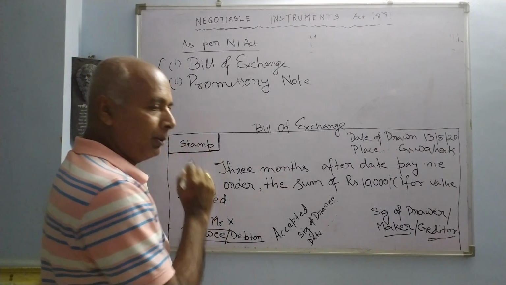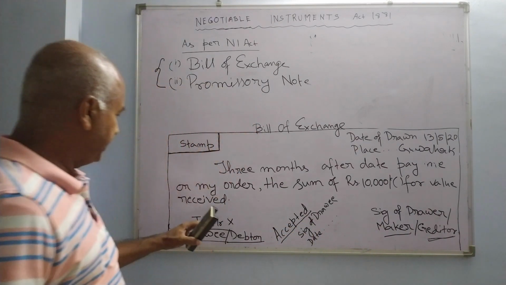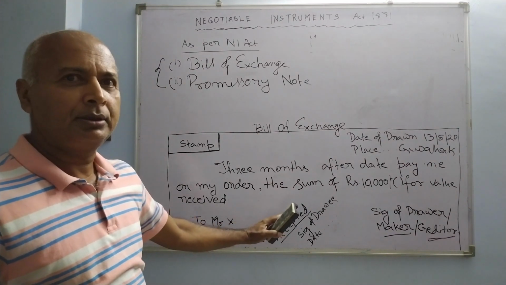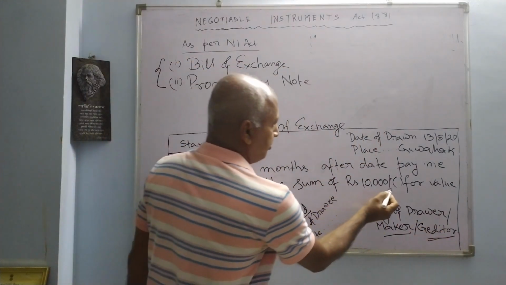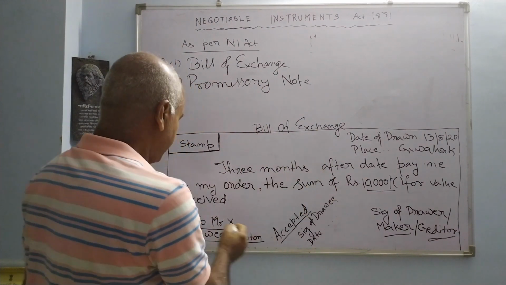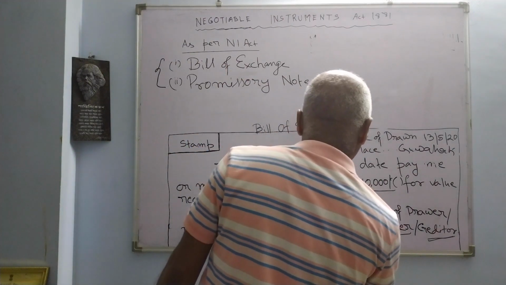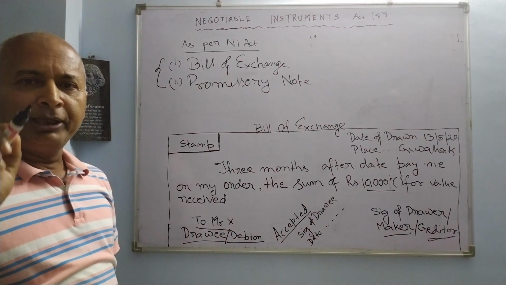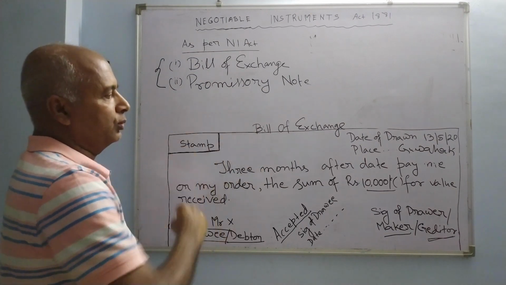So in a bill of exchange, acceptance is a must. The debtor has to accept the document. The order is given by the creditor to pay a certain amount of money to him or his order, and that order has been accepted by the debtor by putting his signature this way, with signature and date. So a bill of exchange is written in this way.